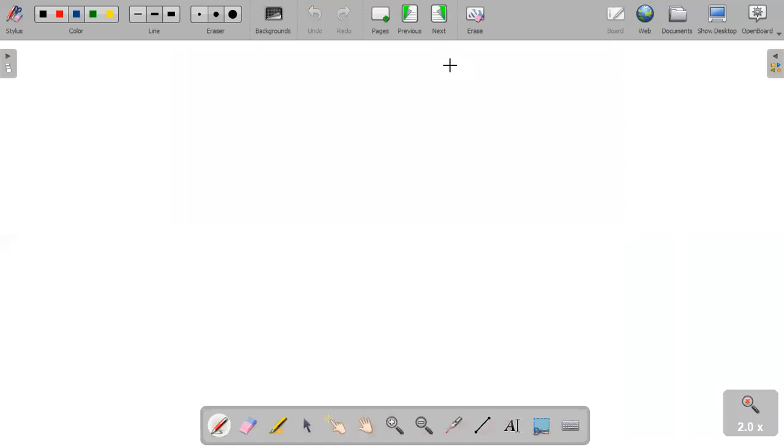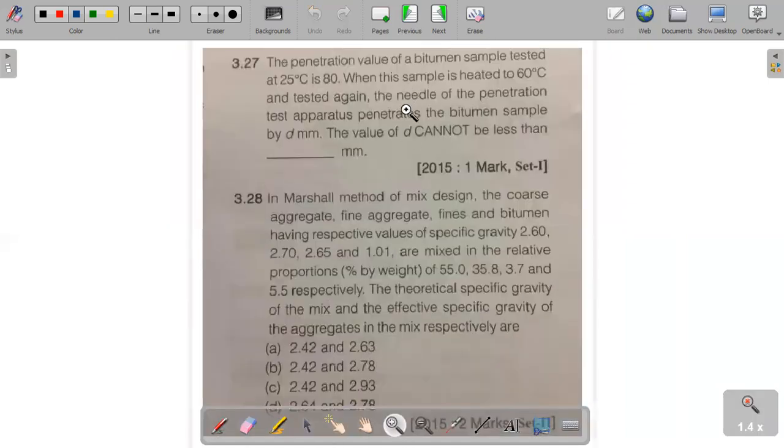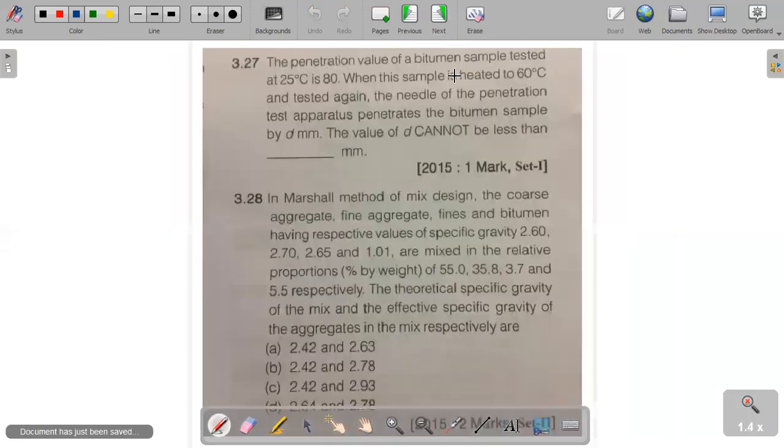Let's move to our next question. Before that, let's zoom in. This question is asked in 2015 in set 2. Look here. In 2015 set 2, there are 4 marks of questions from highway materials, 2 from this and 2 from this question. That is 4 marks, which is the weightage used in 2015.